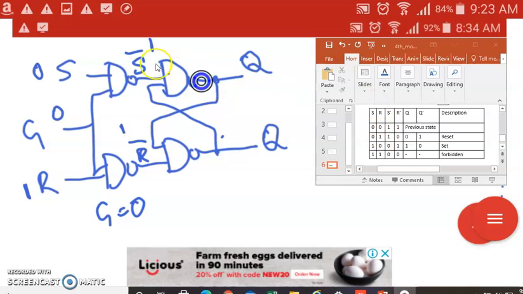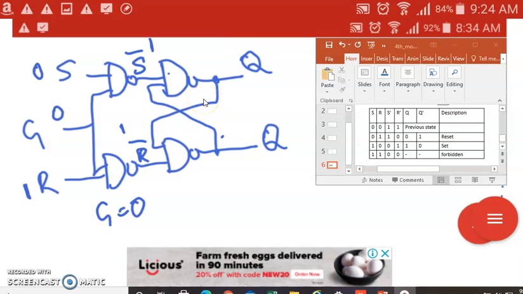So when S bar and R bar are 1, 1, what is the condition we are going to get? Previous state. But what is our S and R input? 0 and 1. When S is 0, R is 1, what we expect is reset, but we are getting the previous state. This means that when the gate is 0, for any input of S and R, we'll have the previous state. So when the gate is 0, there is no change.